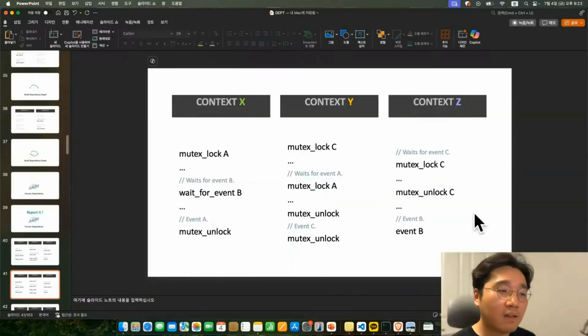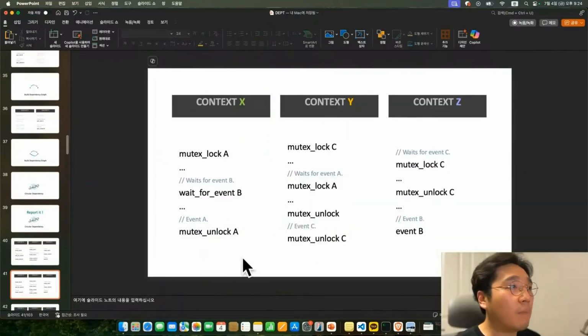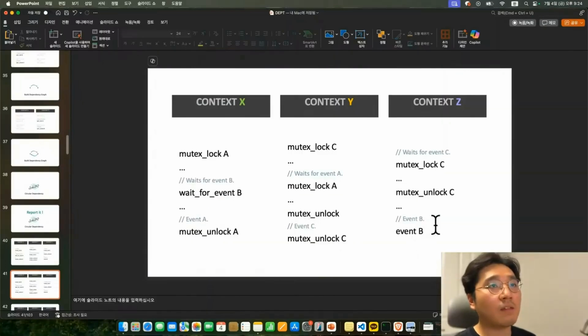Want to holding the lock is waiter, right? So there is some waiter in this and in this and also in this. And there is an event for the waiter. We defined unlock as event A, and for the C, lock C for the event C and event B, right?